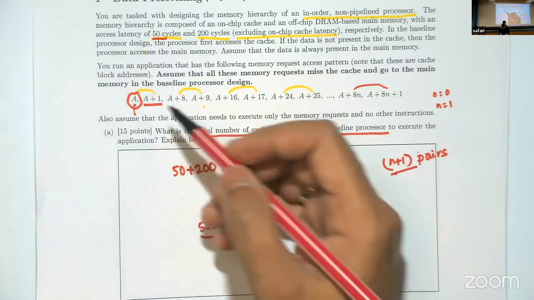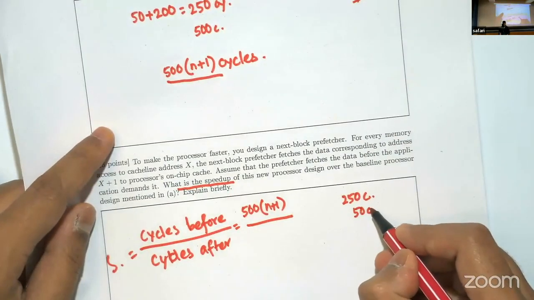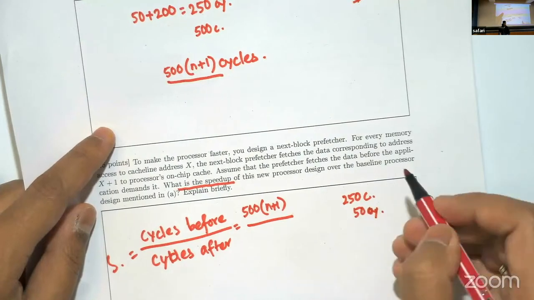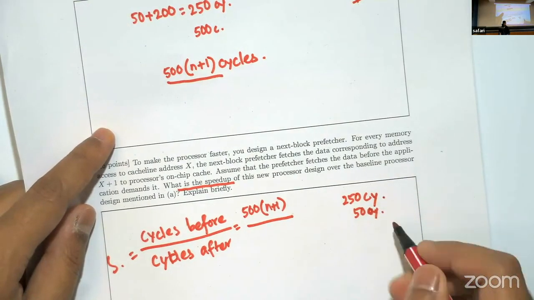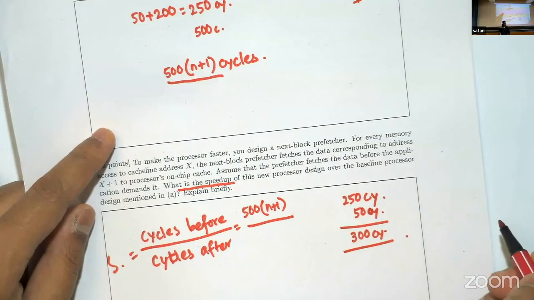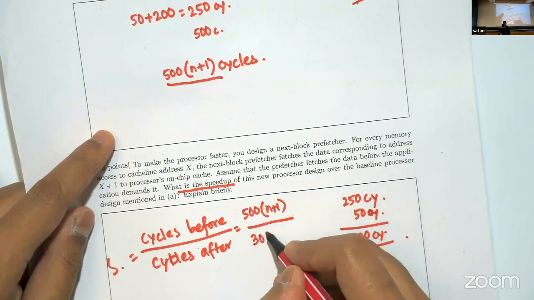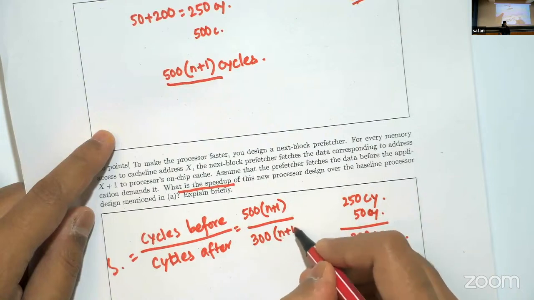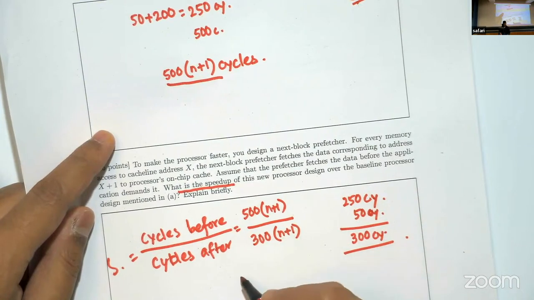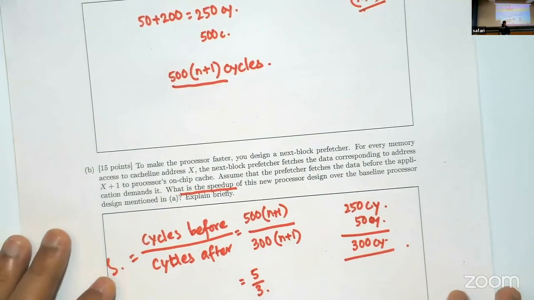So that's the benefit of the prefetcher: next time when the processor actually demands A plus 1, it would see it in only 50 cycles because it just needs to access the cache hierarchy, not the main memory. So for this pair, you are going to get a cycle count of 300 cycles. Again, you have n plus 1 pairs, so your new cycles would be 300 into n plus 1. That means you would have a speed up of 5 by 3. That's greater than 1, so you have a speed up instead of a slow down. That's the benefit of the prefetcher.